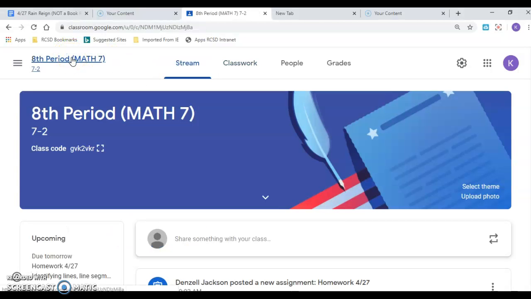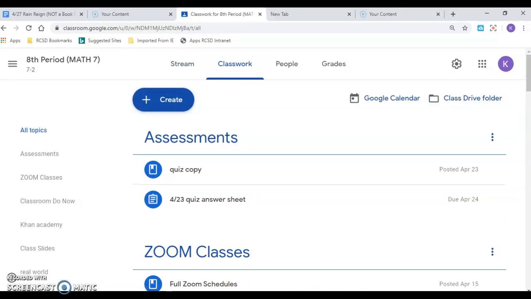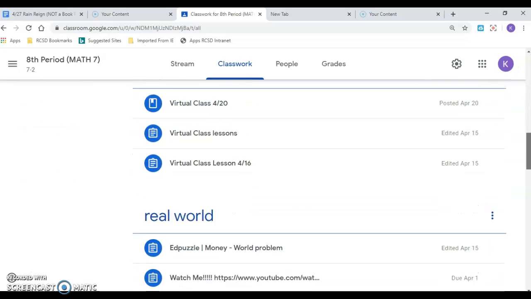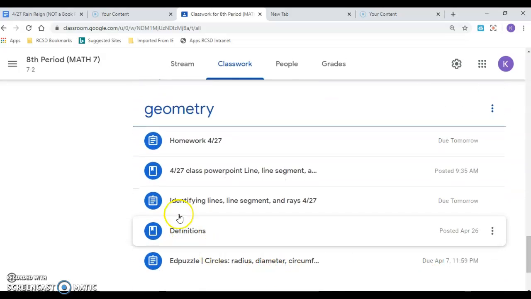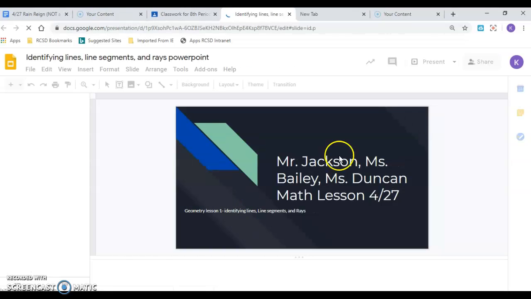I'm just going to go over, in case you missed class today, which is Monday, April 27th, what we did today. If you're doing this at a later time, go into classwork, scroll down, and find the geometry section. That's where all of our stuff from today's lesson is. So, geometry, here we go. I'm going to start with the class PowerPoint and open that up to go over what we talked about.